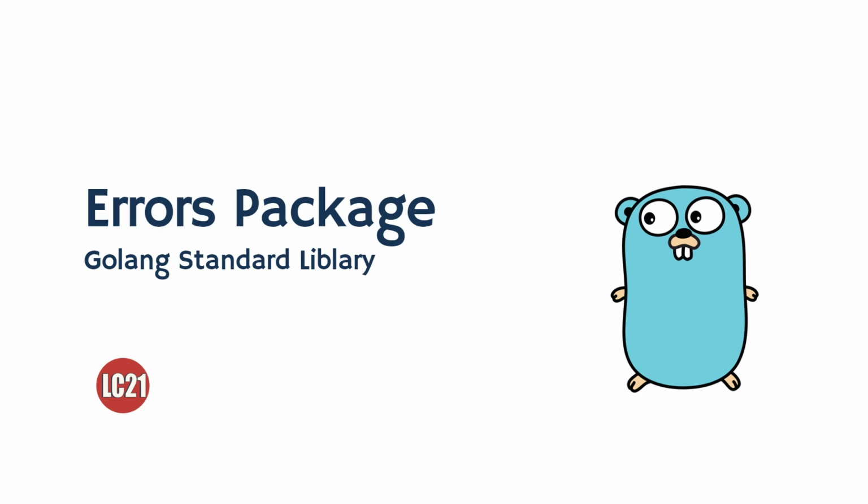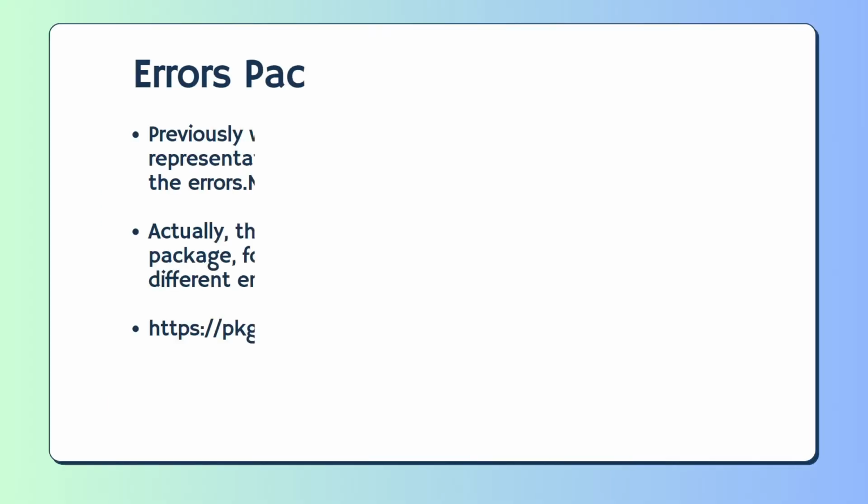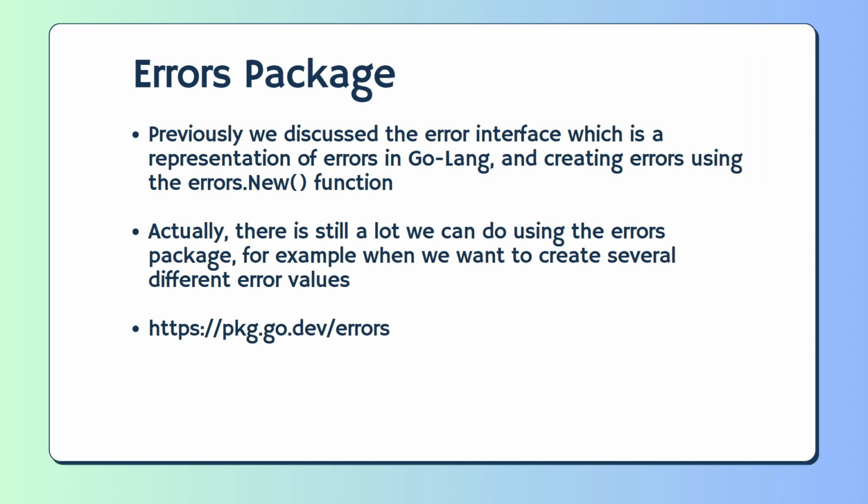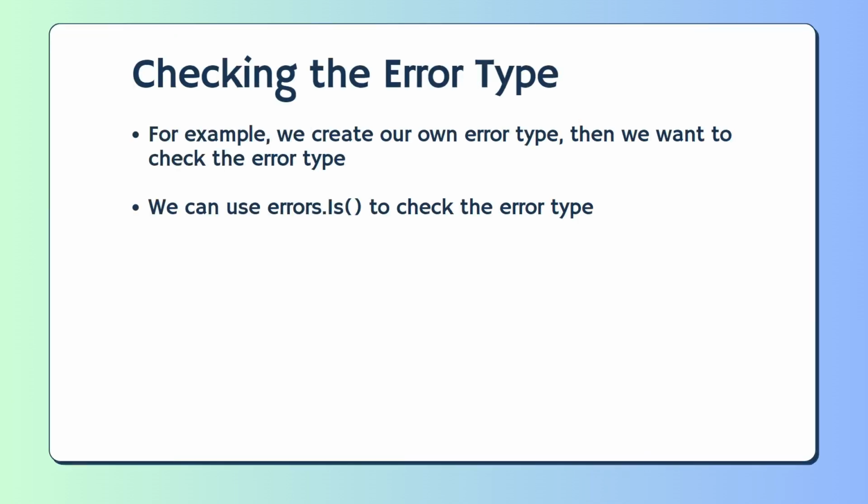Errors package. Previously we discussed the error interface, which is a representation of errors in Golang, and creating errors using the errors new function. Actually, there is still a lot we can do using the errors package, for example when we want to create several different error values. For example, we create our own error type, then we want to check the error type. We can use errors is to check the error type.